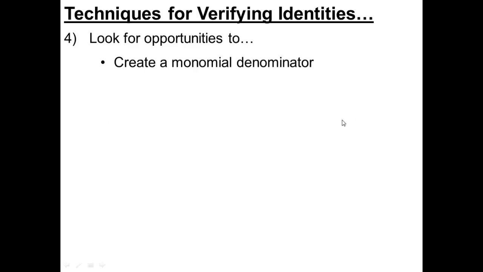Creating a monomial denominator. Keep in mind, monomial, mono means one. So a monomial denominator is a denominator with only a single term on the bottom. This one right here would be a binomial denominator. We've got a 1 and we've got a sine squared. We have two terms in the denominator.